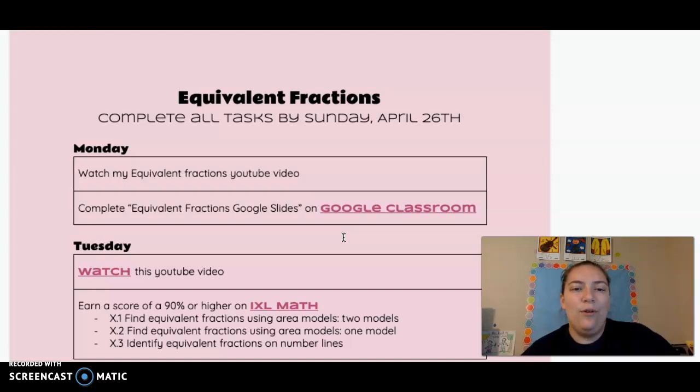And remember, your whole HyperDoc, which is this page, that's what I call it, a HyperDoc. It means that there's links on here that you can click. This is all due by Sunday, April 26th. So you remember you have everything from this week will be due next Sunday, okay?